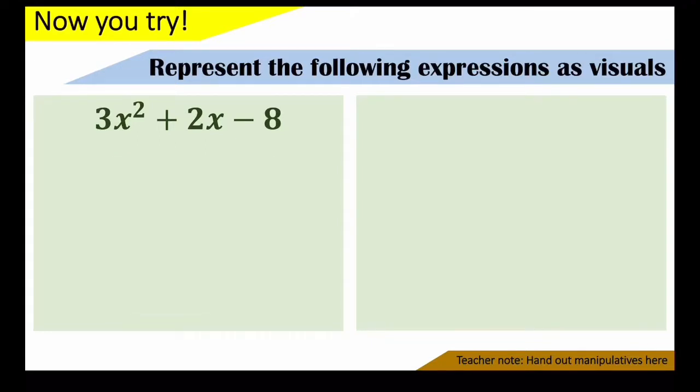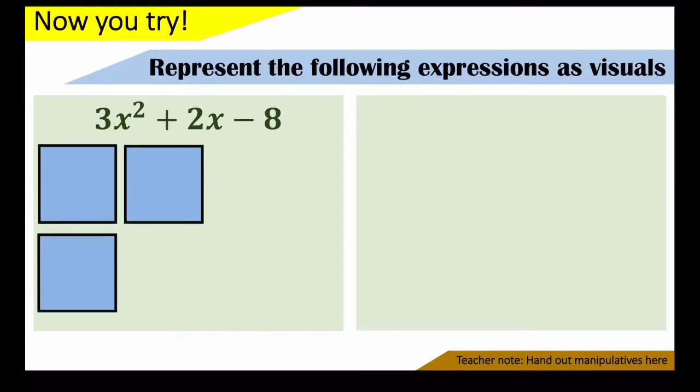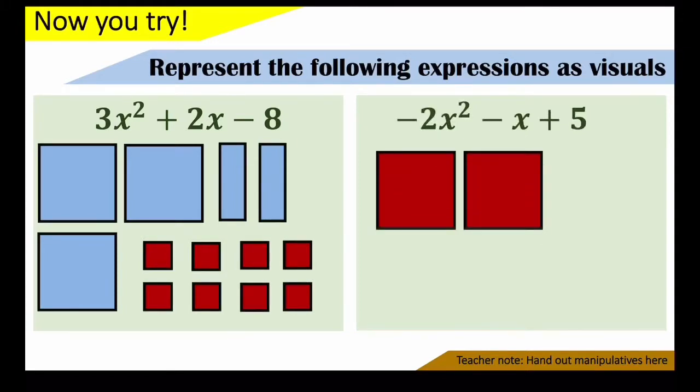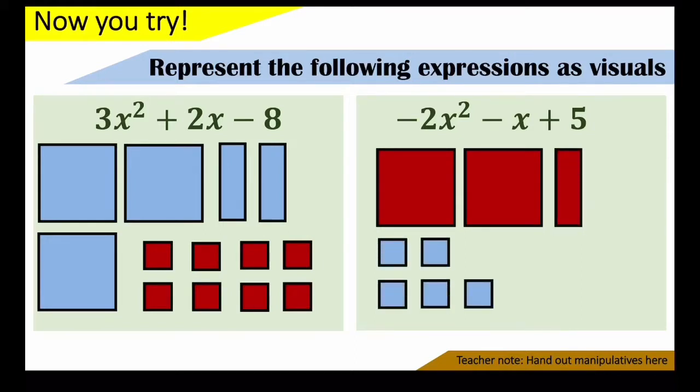So we're going to represent 3x squared plus 2x minus 8. So there I have my 3x squareds, my 2x's, and negative 8 there. Let's try this one. So negative 2x squared minus x plus 5.